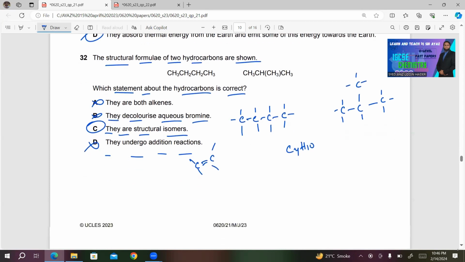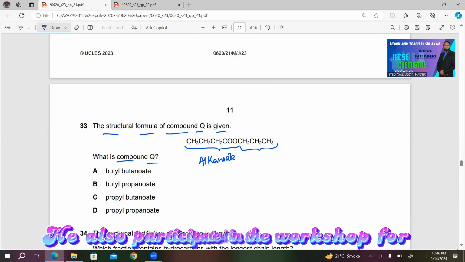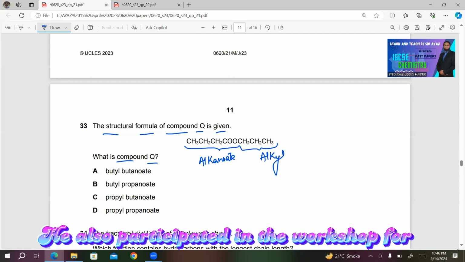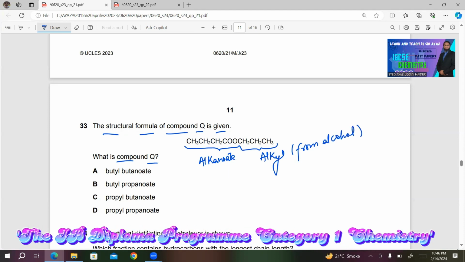Number 33, the structural formula of compound Q is given. What is compound Q? So if you look at the structure, this part is alkanoate. And this part is alkyl coming from the alcohol. So how many carbons? 1, 2, 3. So it must be propyl.